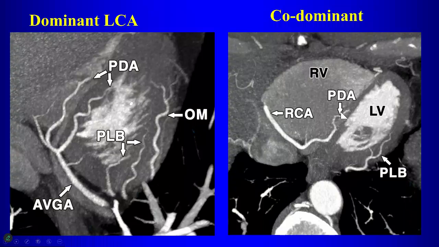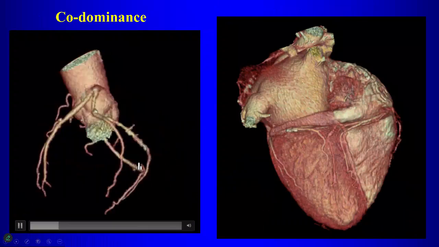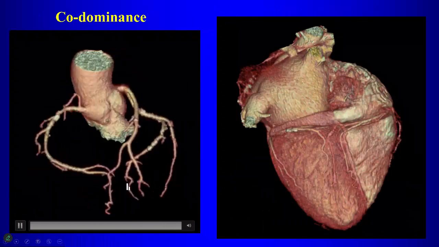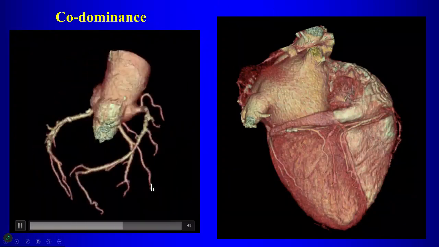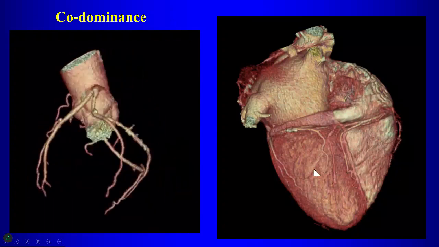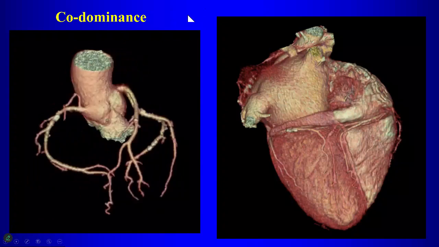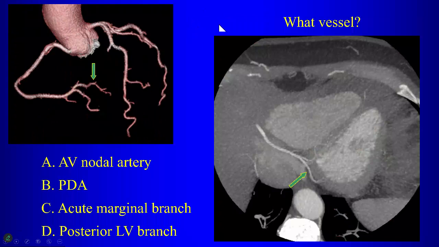Okay, and then we've talked about codominance already, where you have the PDA coming off the right and the posterior left ventricular branches coming off the left. Right, so in the codominant system, as we see, you'll have two vessels back there, one from the left side, one from the right side. You'll have the PDA coming from the right, posterior left ventricular branches coming from the left. Okay, so the arrow is pointing to this vessel right here.